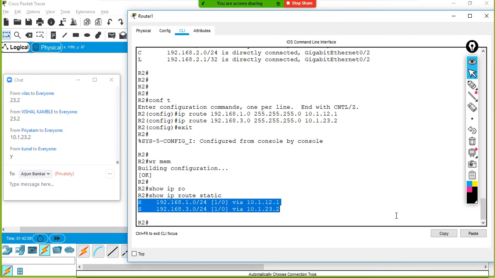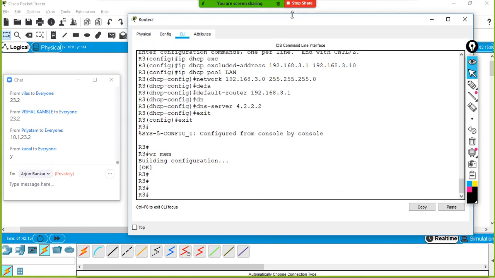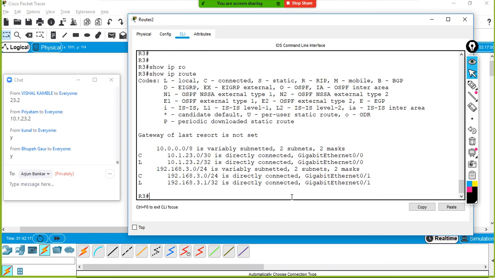Everyone? Yep. Now let's go to router 3 quickly. Then I'm going to type show ip route. So by default router 3 knows about 10.1.23 and it knows about 192.168.3. Do you understand, guys? These are the known networks, right? Can you please tell me what are the unknown networks for router 3 quickly?